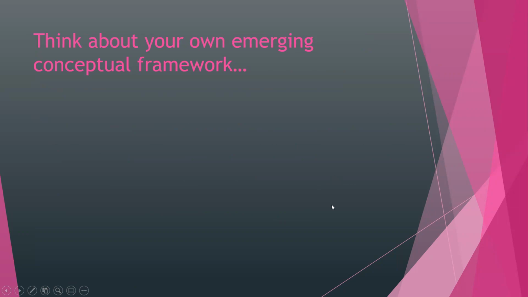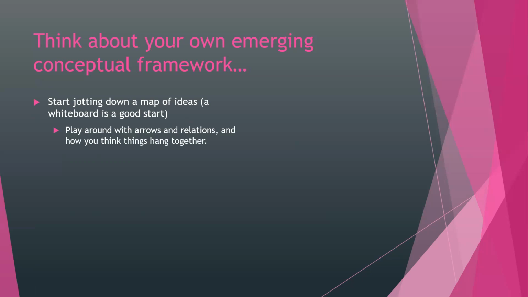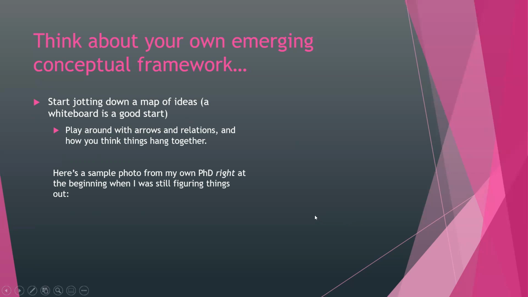As you're thinking about your own emerging conceptual framework, I really can't strongly recommend enough that you start jotting down maps of ideas, whether you use a whiteboard, or just a blank piece of paper and a pen. Play around with arrows, relations, how you think things hang together. What are sub-concepts of perhaps a larger concept or holding container?